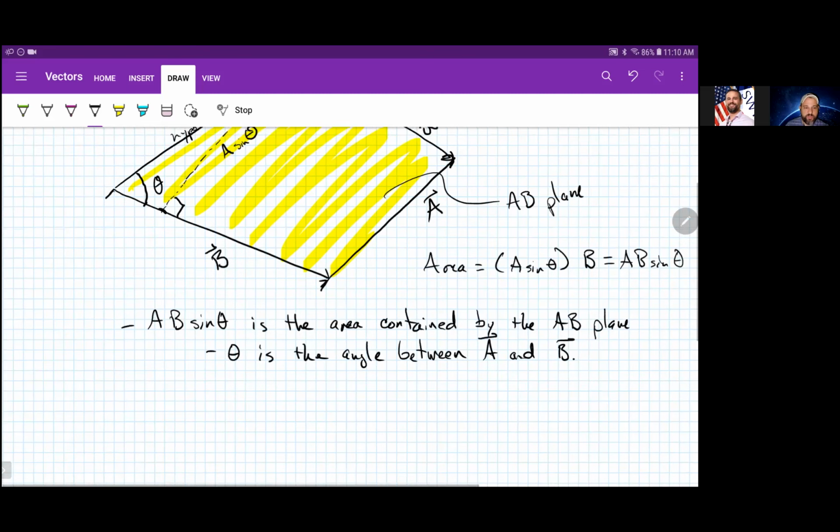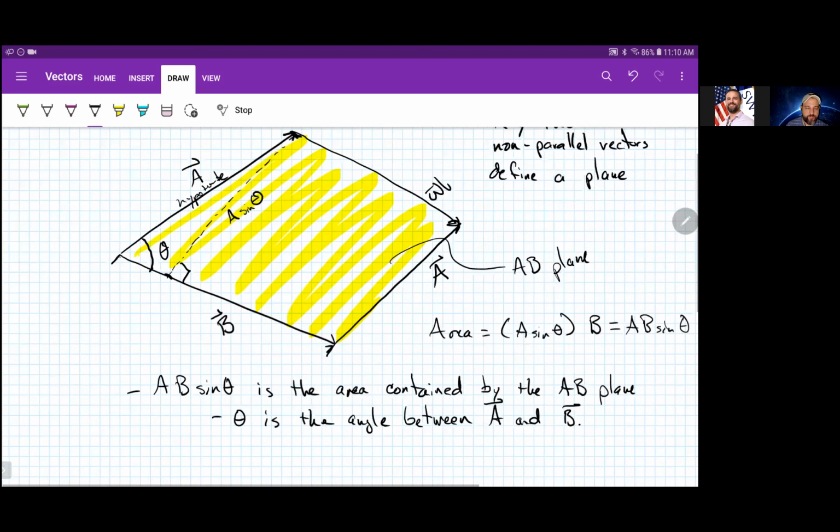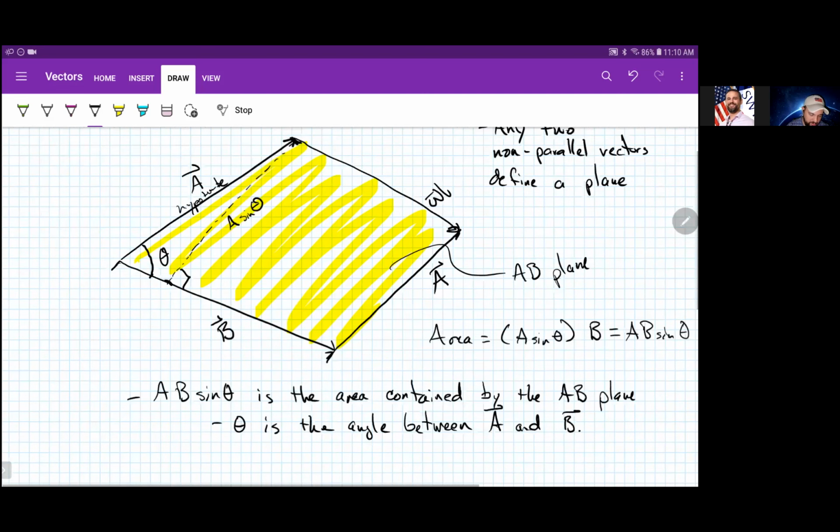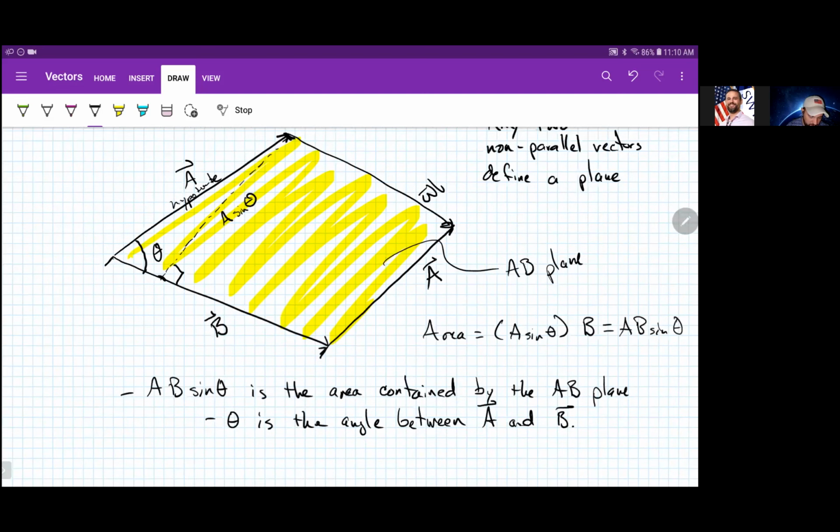Also, perpendicular to both of these, we're going to have another vector that we're calling n hat. And n hat is going to be perpendicular to both A and B. Okay, it's perpendicular to both A and B.